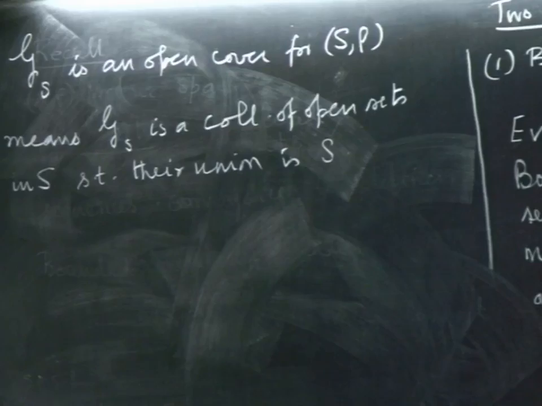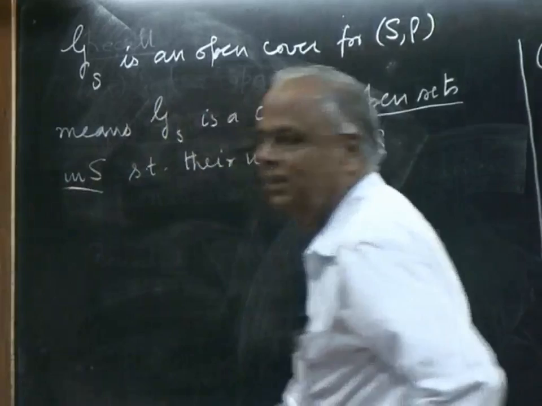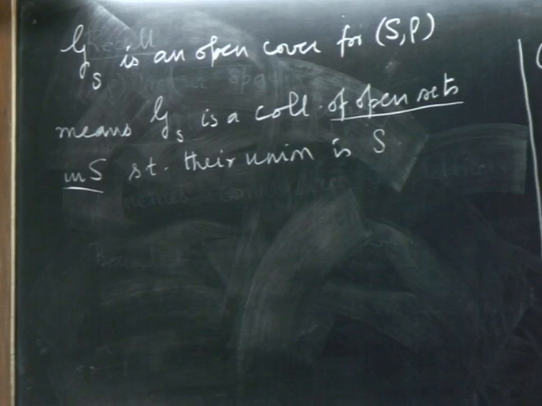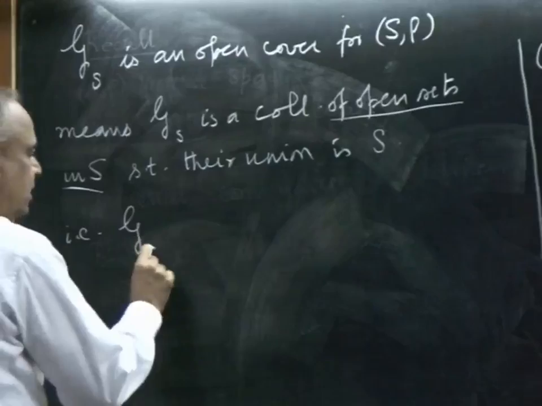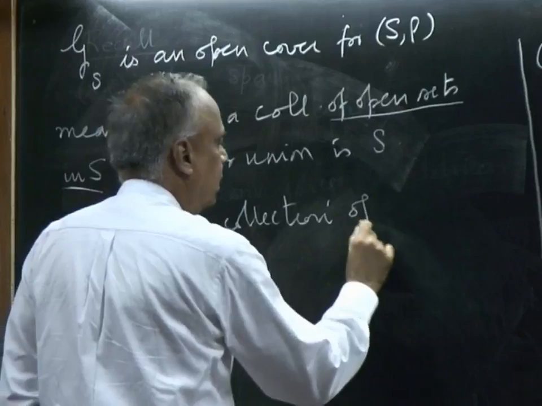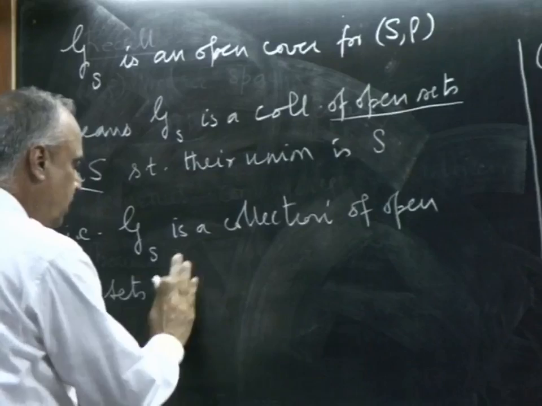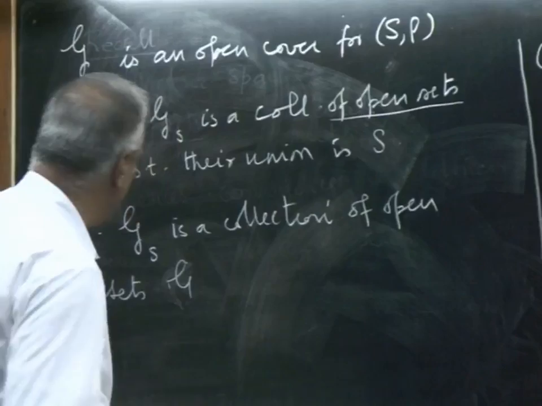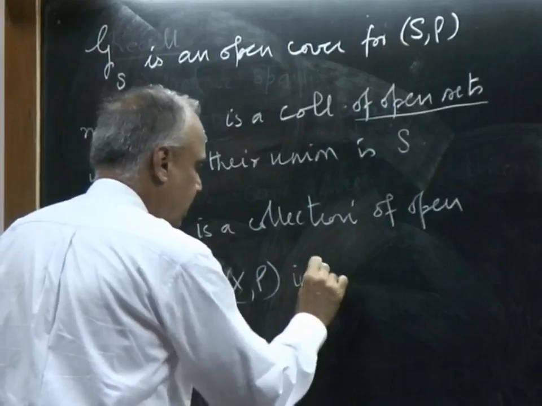But what is meant by an open set in S? All of them are simply of the form G intersection S. So there is a collection of open sets whose intersection with S will cover the whole space. That is, G_S is a collection of open sets G, let me write it like this, the collection of open sets in X intersected with S.